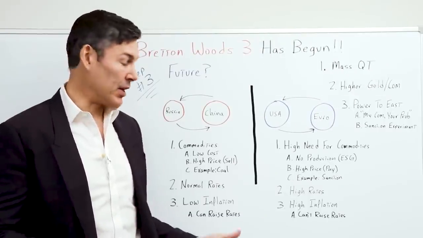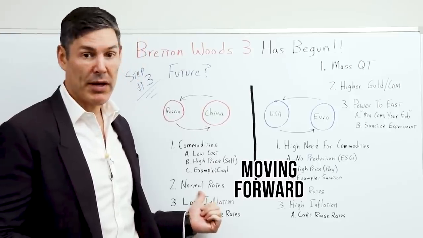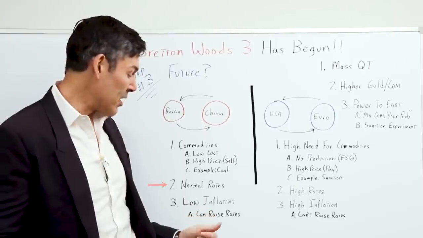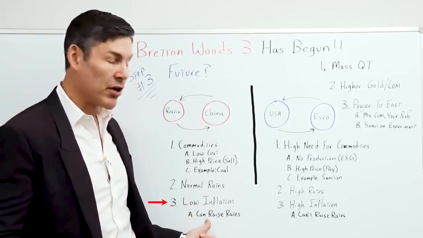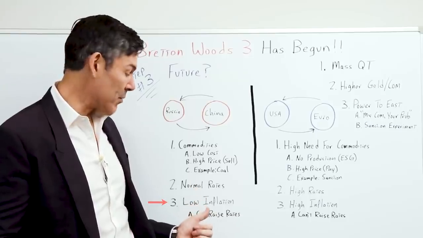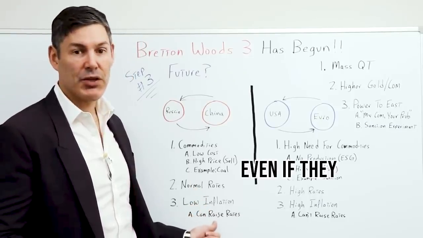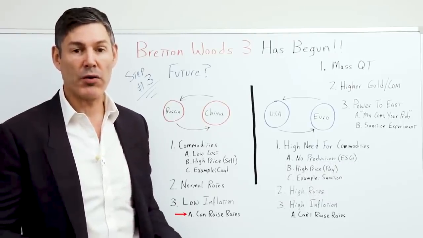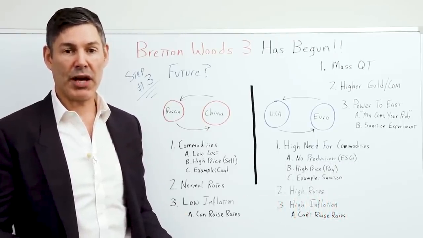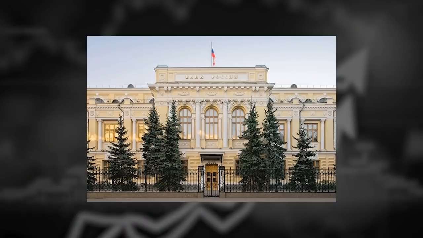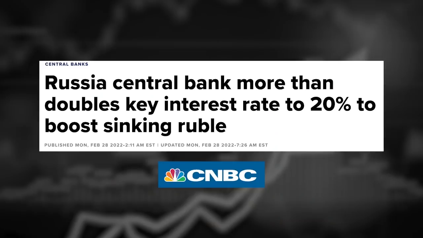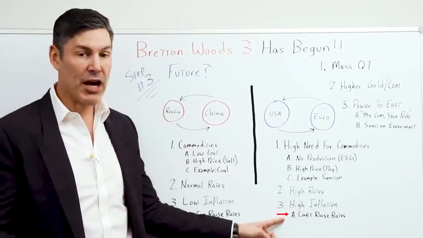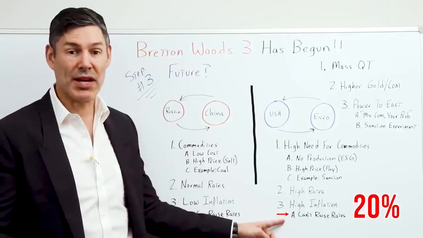And he compares that with the East, where moving forward, although they might not have them now, they'll have more normalized interest rates, call it 5-6%, and they'll have low levels of inflation for the reasons we discussed in step number 2. But let's not forget that even if they do have inflation, they have the ability to raise interest rates to almost any level. And we see that playing out right now in Russia, where the central bank has raised interest rates to 20% to prop up the ruble. Just think what would happen if the United States had to raise interest rates to 20% just to prop up the dollar.